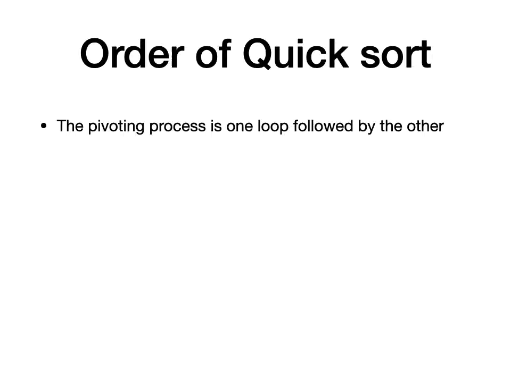So we begin with the pivoting process. This is moving down the array, and the other one is moving up the array. It's going to be a for loop followed by another for loop. But because there's one for loop followed by a for loop, we just add them together, not multiply.